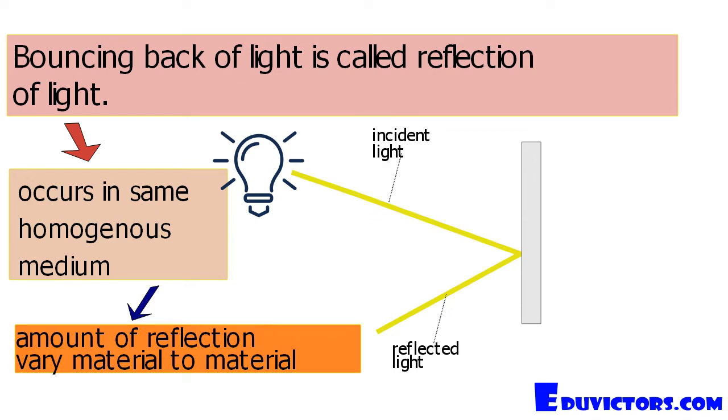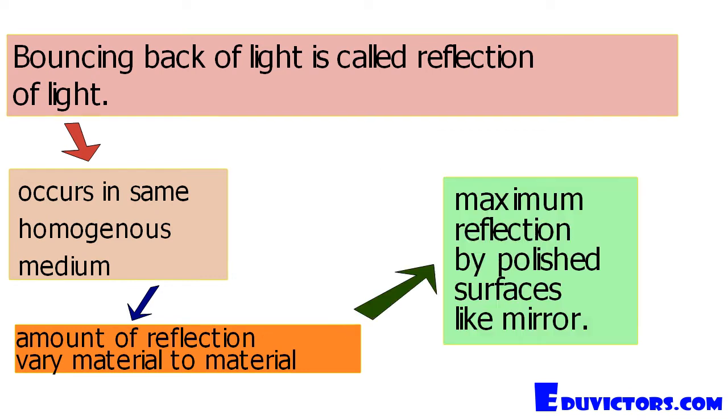The portion of the incident light sent back is known as reflected light. Different material or surfaces reflect light to different extent. If the surface is smooth and highly polished, for example mirror, then the major portion of the light is reflected back.